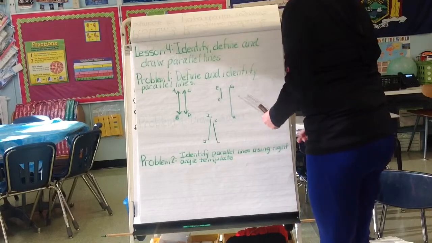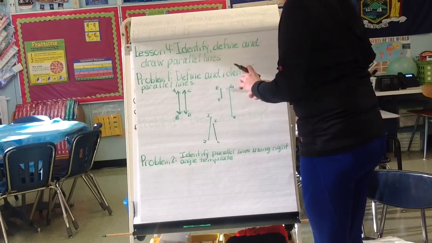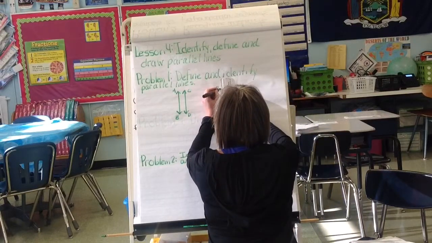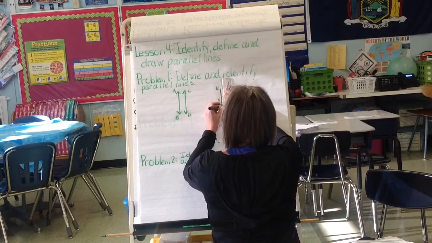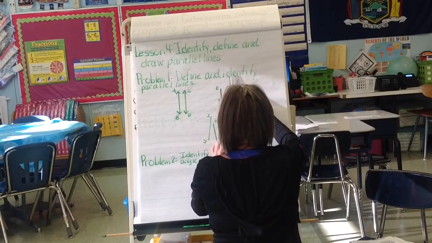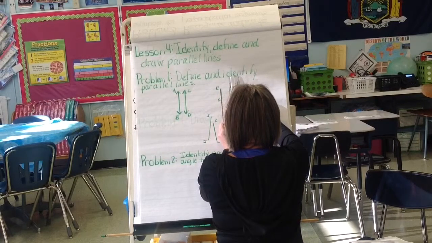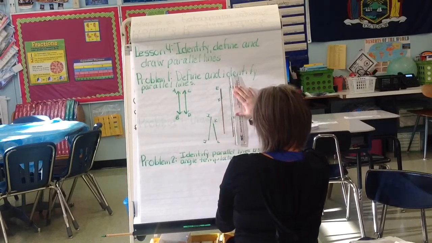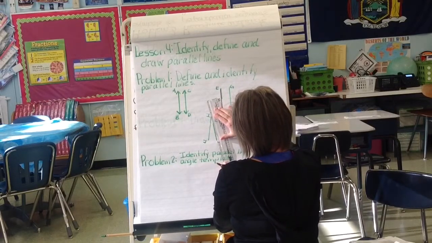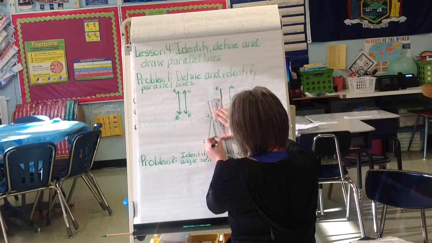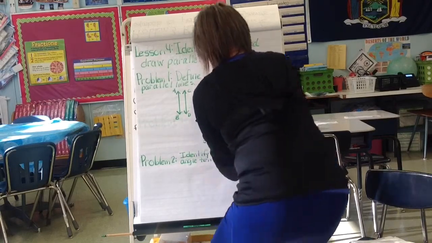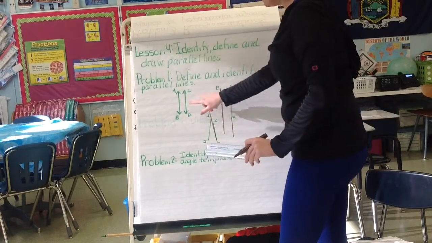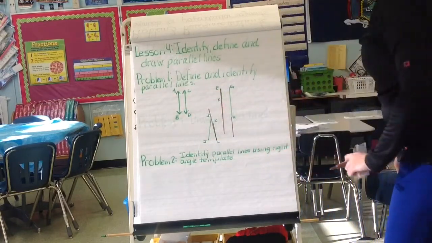Let's look at EF and GH. Let's extend EF to see if it will continue to stay parallel. Boys and girls, if you notice extending these two, they are never going to touch. Let's look at IJ and KL. If I extend KL, they are going to cross. So these are not parallel. However, these two sets of lines are parallel.